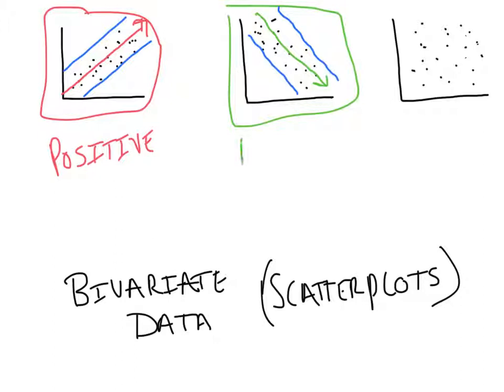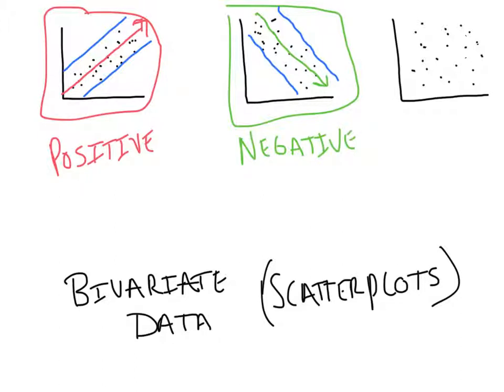So this one would be a negative, because whenever we're looking at our graphs, any graph that is trending downwards from left to right is going to be a negative relationship, because that means as our x values are increasing, our y values are decreasing over time. Okay, so we have a negative relationship.